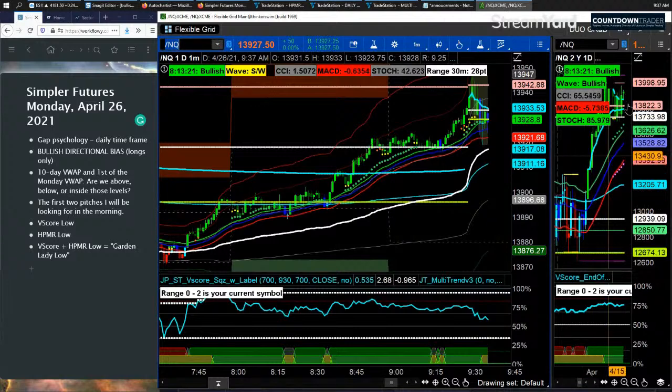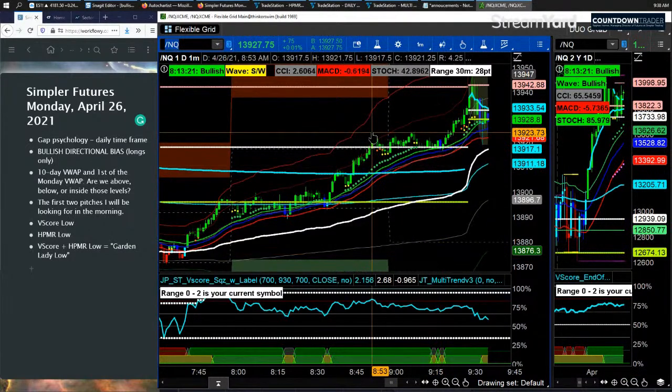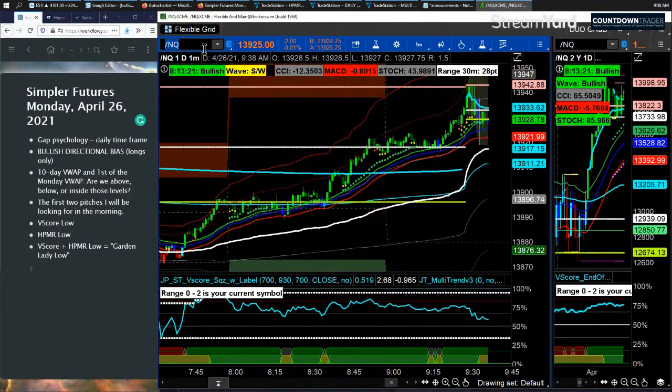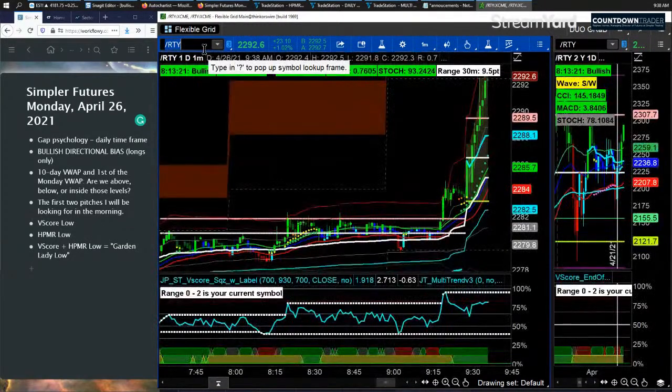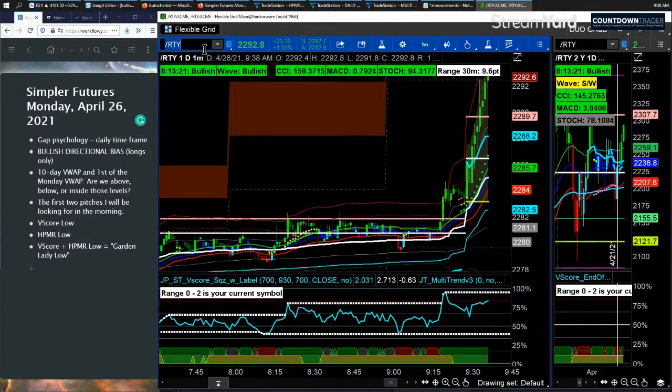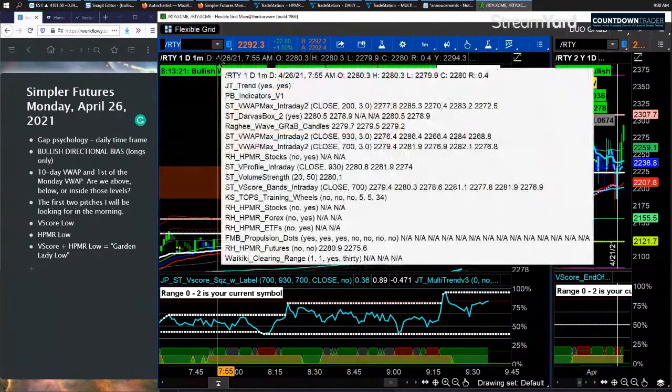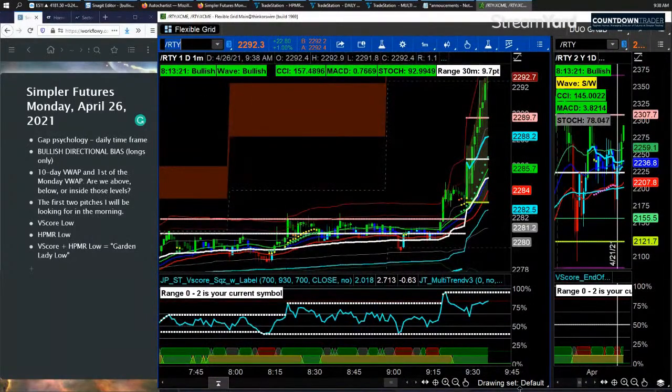And how about that Russell? Russell's the only one of the indices on the daily that's been in chop. It's not double green at the moment, but even it is above that 10-day rolling and the first of the month anchored VWAP. So hard to not focus on the long side.